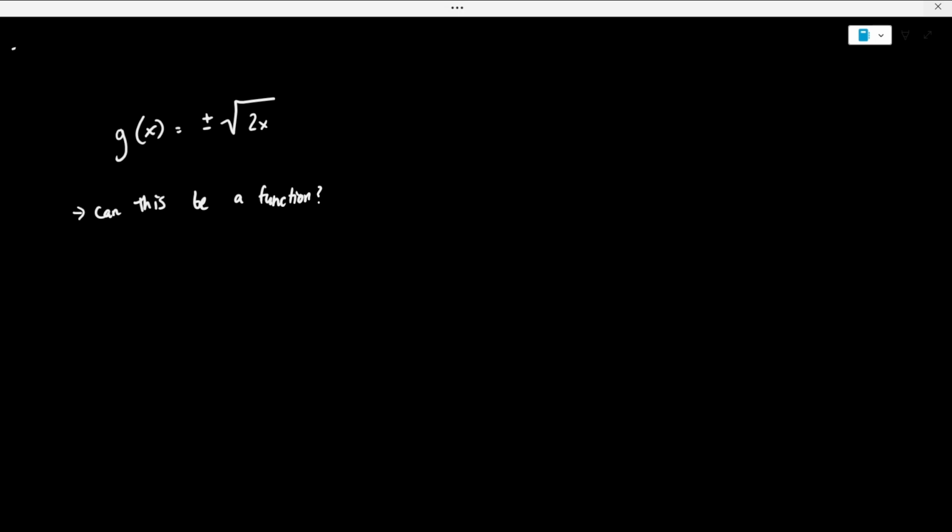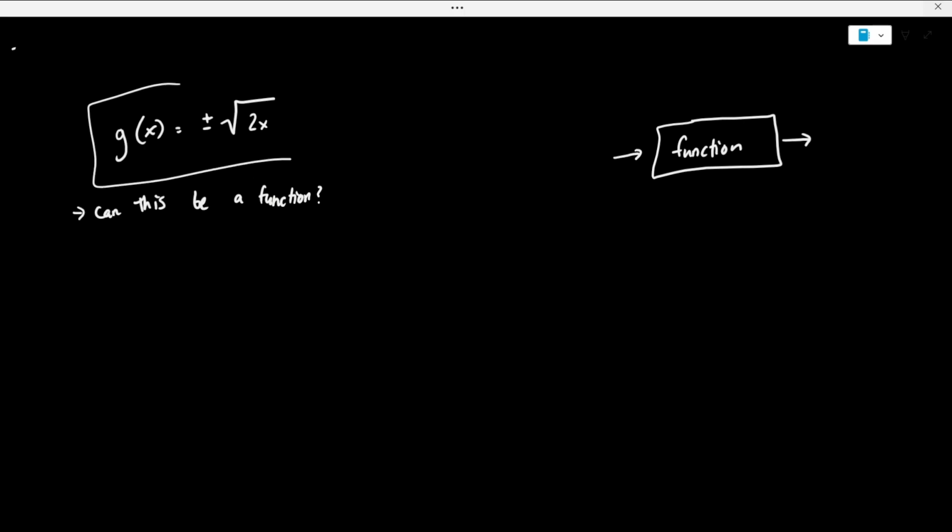So this cannot be a function. And the reason is how we define what a function is. The way we define it, basically, if you have a function, the input must give you one and only one output. That's what a function is.